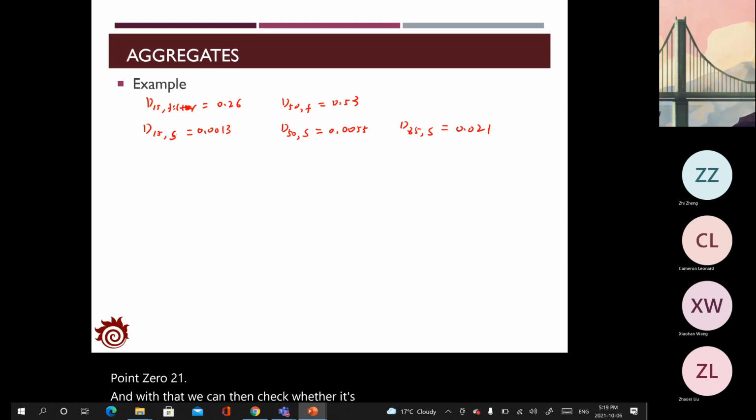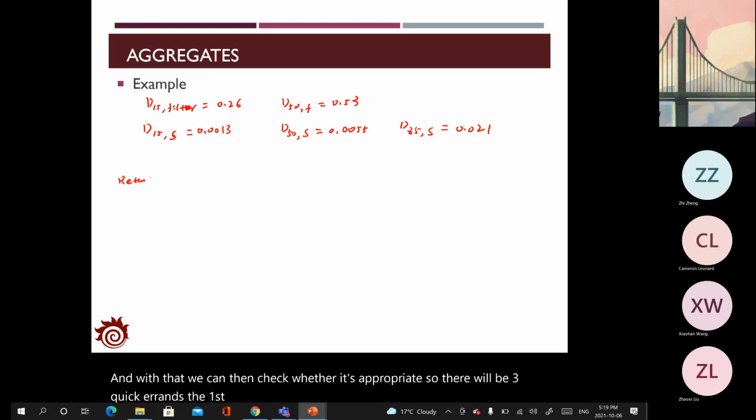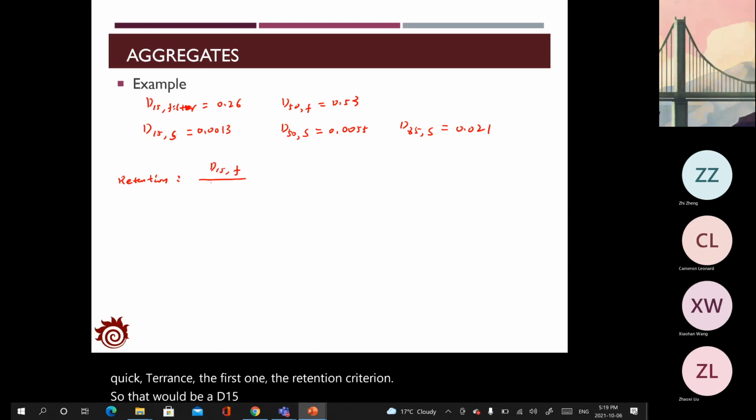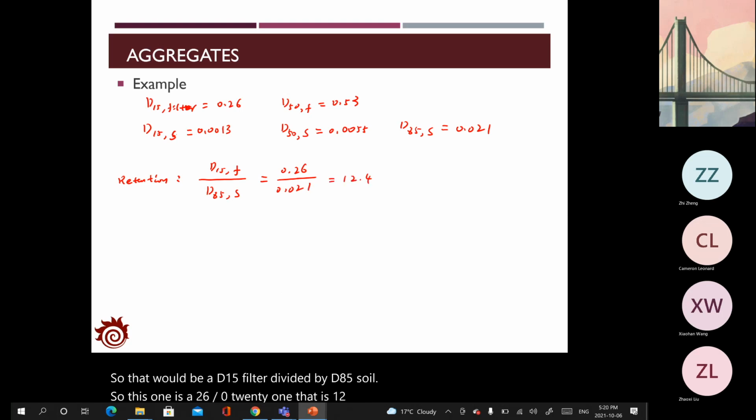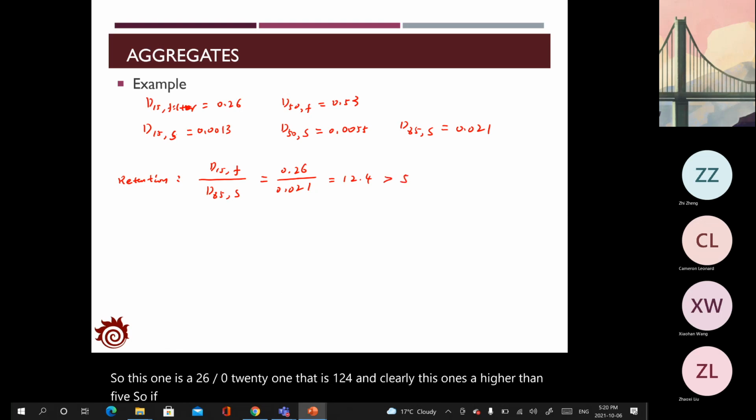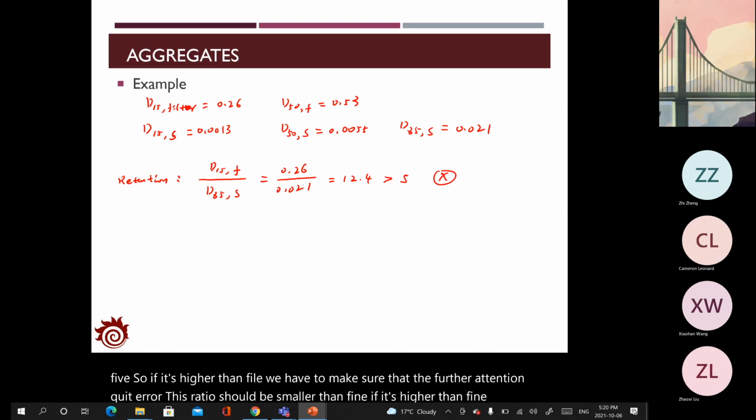So there will be 3 criteria. The first one is the retention criterion. That will be D15 filter divided by D85 soil. So this one is 0.26 divided by 0.021, that is 12.4. And clearly this one is higher than 5. For the retention criterion, this ratio should be smaller than 5. If it's higher than 5, it means that it's not appropriate.